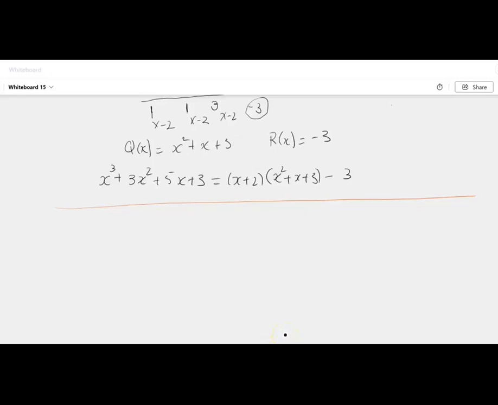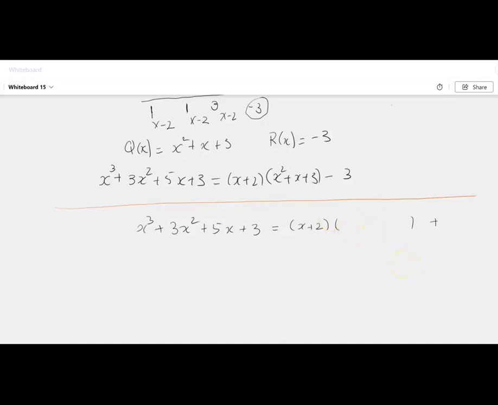The third method to complete long division is by inspection, and this method applied to the same example goes as follows. I have x cubed plus 3x squared plus 5x plus 3. This is going to equal the divisor multiplied by the quotient plus the remainder. And I'll try to figure out what the quotient is by inspection.